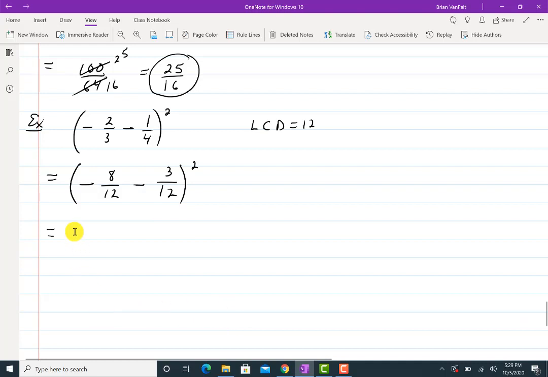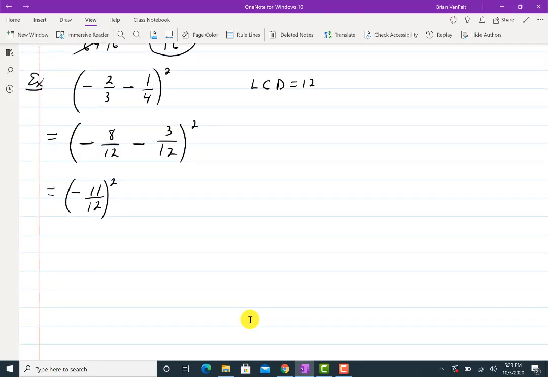So now if I do negative 8 minus 3, that's negative 11. If I take a negative times a negative, which is what I'm doing here, the negatives cancel. And I just take 11 to the second power and 12 to the second power. 11 squared is 121. 12 squared is 144.